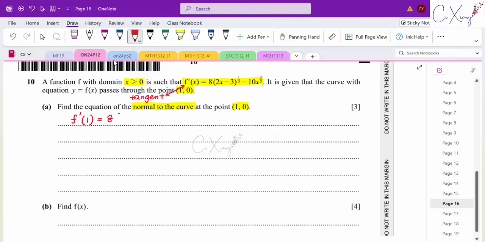Alright, so I'm having 8, and then 2 multiply with 1 minus 3 power 1 over 3, and then minus 10, you're having 1 power 2 over 3. Okay, so by right you should be having negative 18. And this is actually the gradient of tangent.